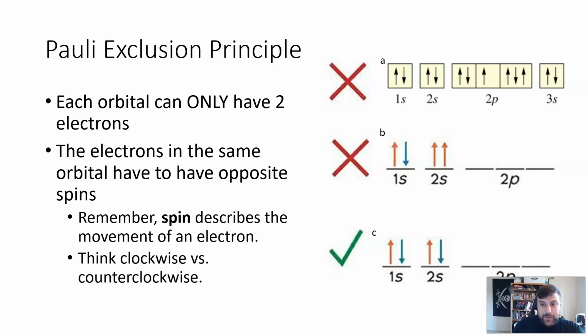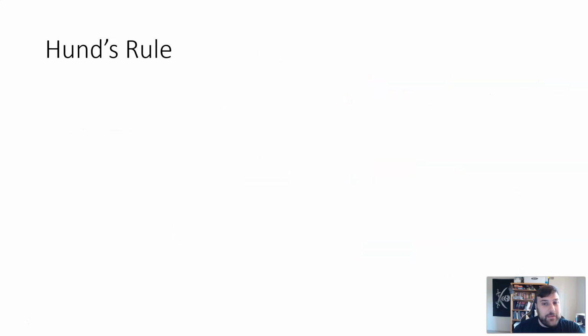Okay, so moving on. The second rule that we're going to look at is Hund's rule. Essentially, with Hund's rule, electrons don't want to be near other electrons. And I've talked about this in class. Remember that they are these negatively charged particles, and they will naturally want to repel each other. So they won't want to be near each other if they don't have to be.